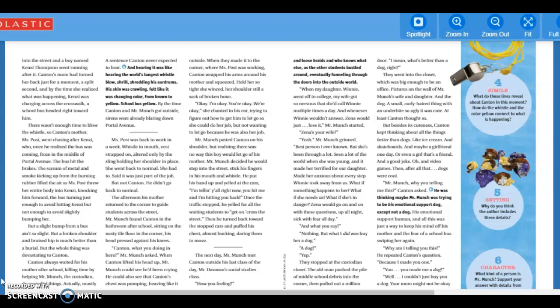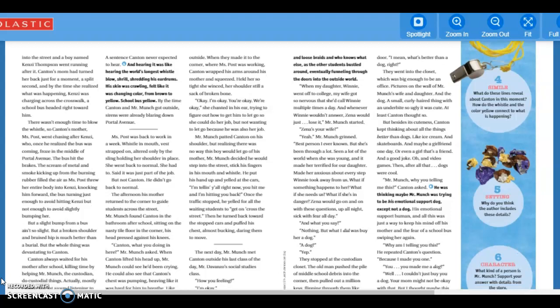And there are some lines in the story that I want to reread for you. They are on page 28, and they are in the second column at the top. And here's what it says. And hearing it was like hearing the world's longest whistle blow, shrill, shredding his eardrums. His skin was crawling, felt like it was changing color, from brown to yellow, school bus yellow.